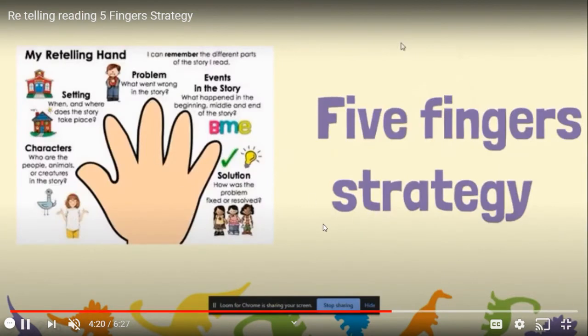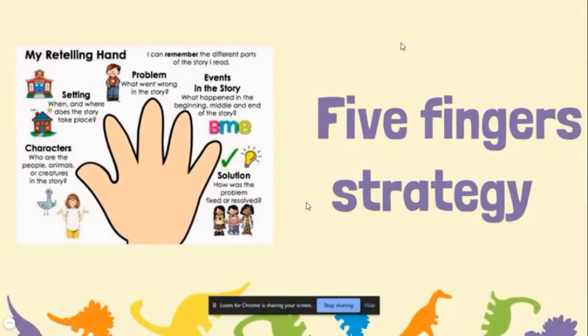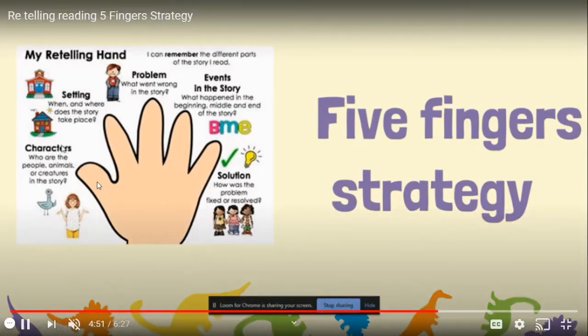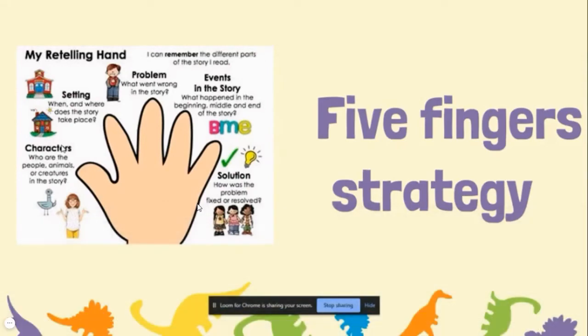So now let me introduce to you the five fingers strategy. Okay? So the five finger strategy, as you can see here, is about a hand that has five fingers, and each finger has a strategy that you can use to remember when you are retelling a story, so that you can keep in mind what are the things that you need to remember when retelling a story after you read a book. Number one, as you can see in the fat finger, are the characters, who are the people, animals, or creatures in the story.